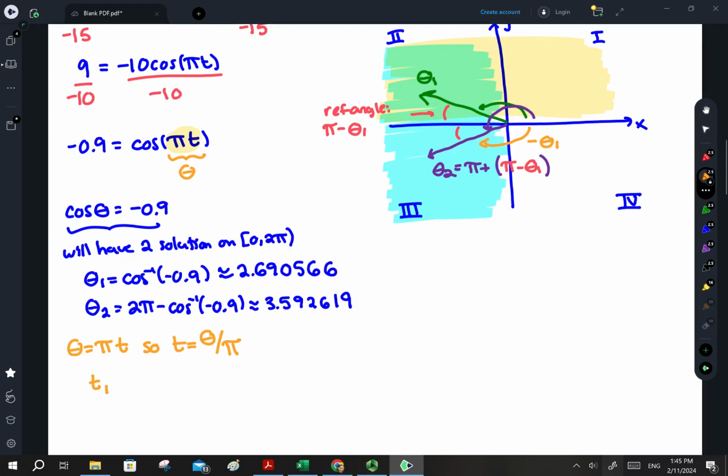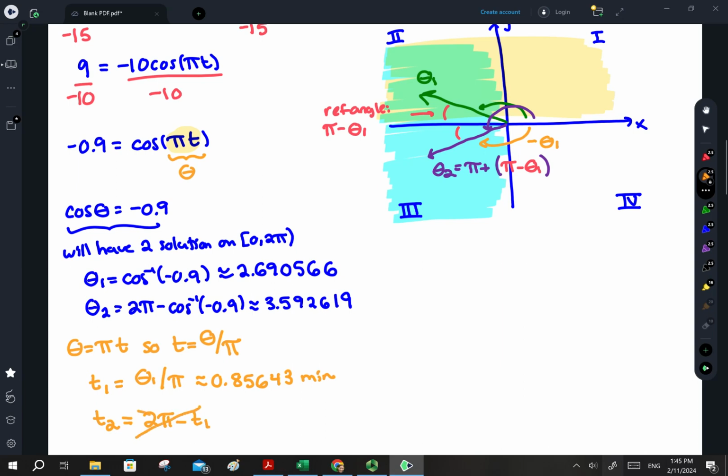So my time 1 will be my theta 1 divided by pi. So if I take my inverse cosine of negative 0.9 that I wrote down and divide that by pi, I get that my first time is 0.85643 minutes. And now the reason why I think it's so important that I did the substitution and I found two angles first is because what I see so often is people try to find their second time by doing 2 pi minus their first time.